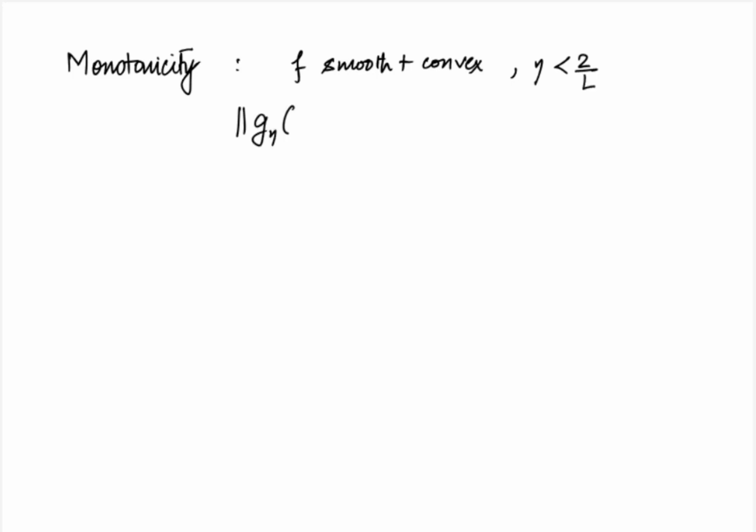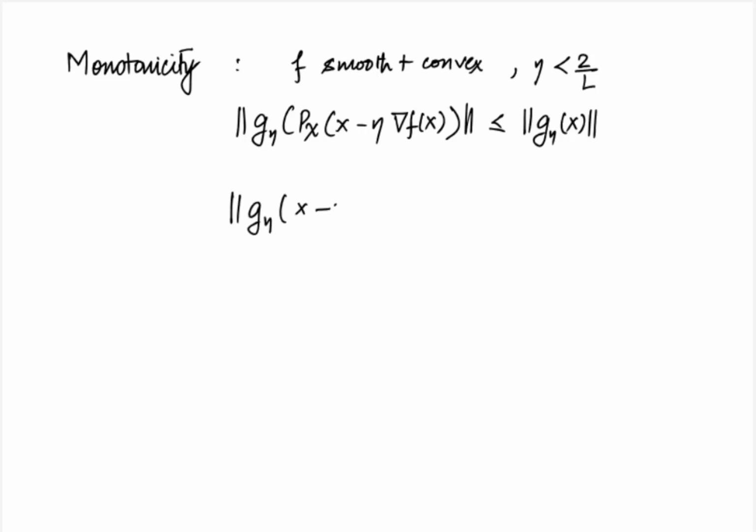Finally, we take a look at the monotonicity property. It says that if f is smooth and convex and eta is less than 2 by L, then it holds that norm of g eta of P_X of x minus eta gradient f of x is less than or equal to the norm of g eta of x. So another way of writing the same inequality, recalling the definition of g eta of x, is that norm of g eta of x minus eta g eta of x is less than or equal to norm of g eta of x.